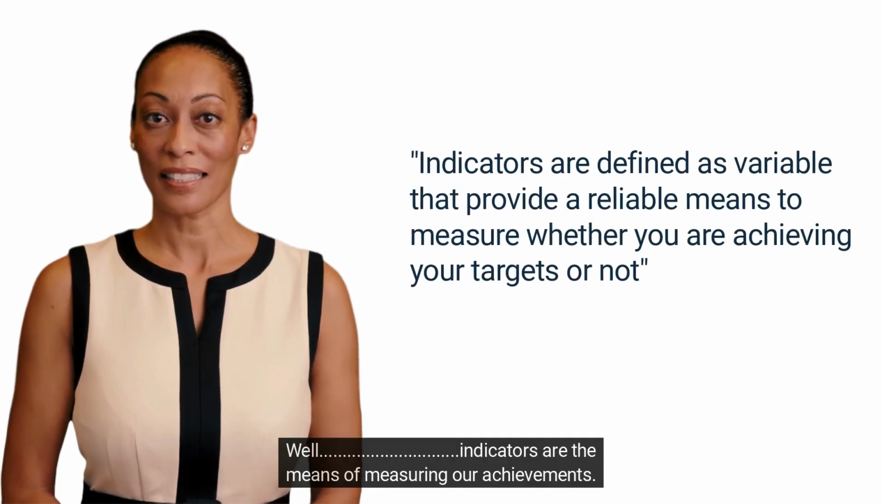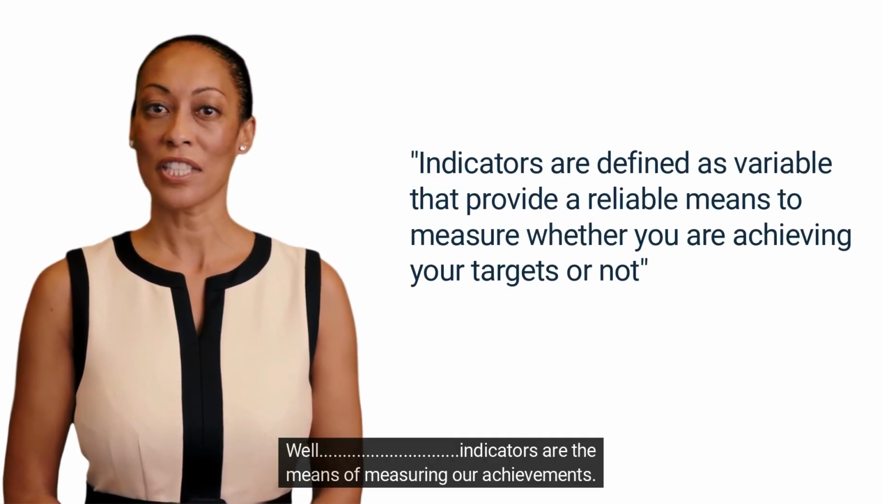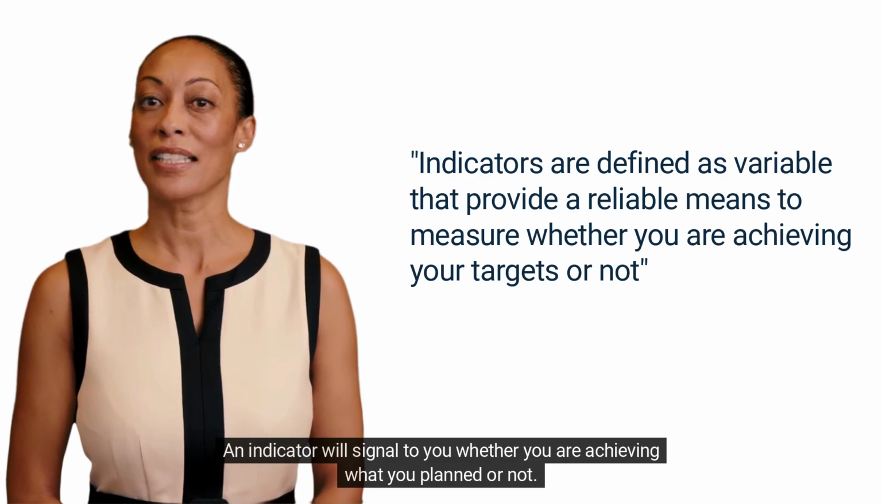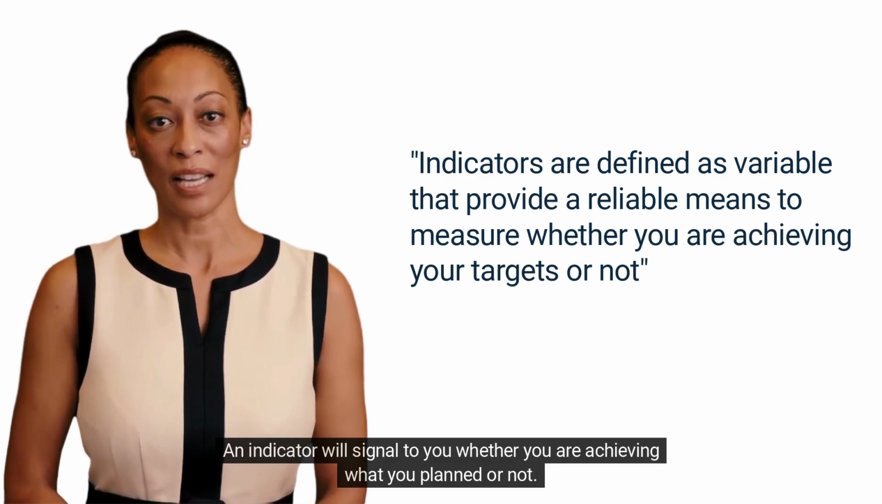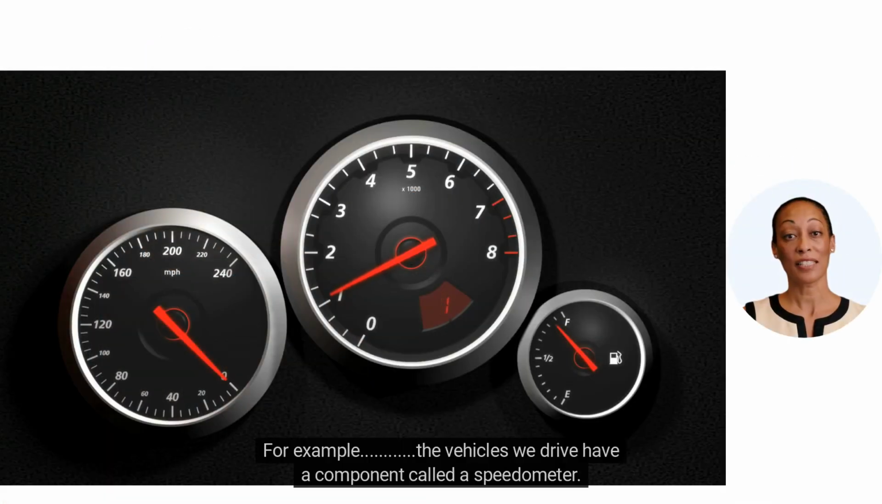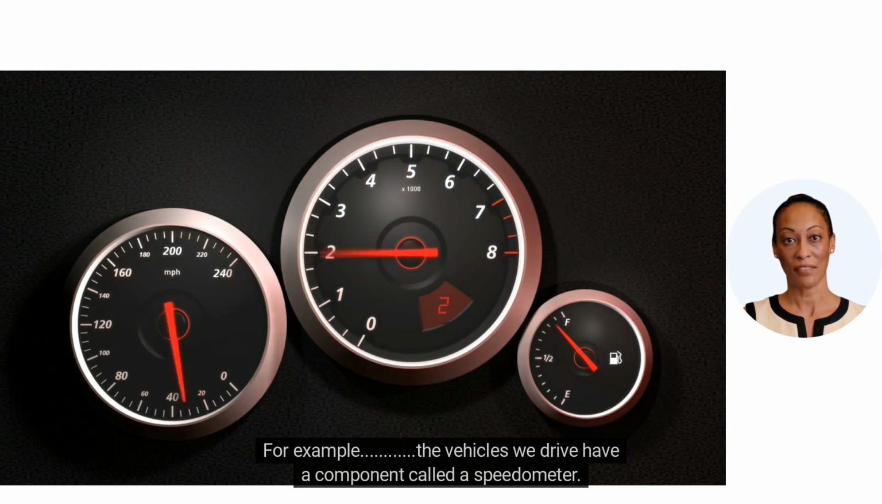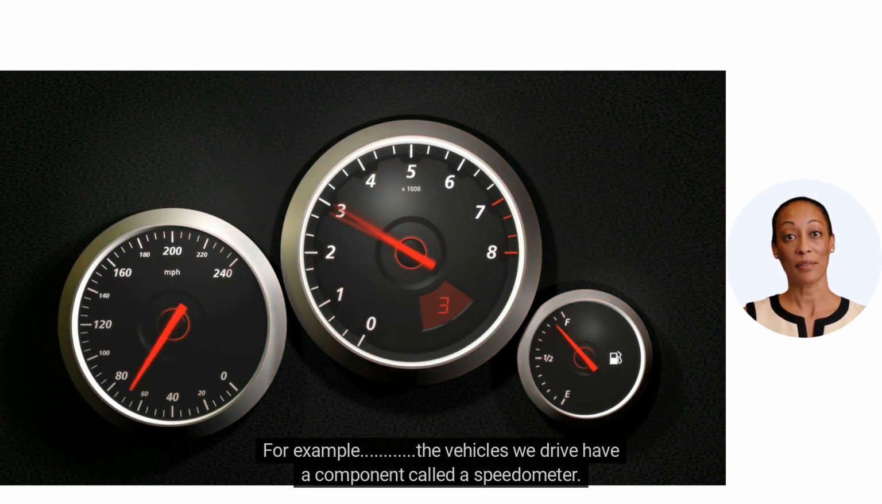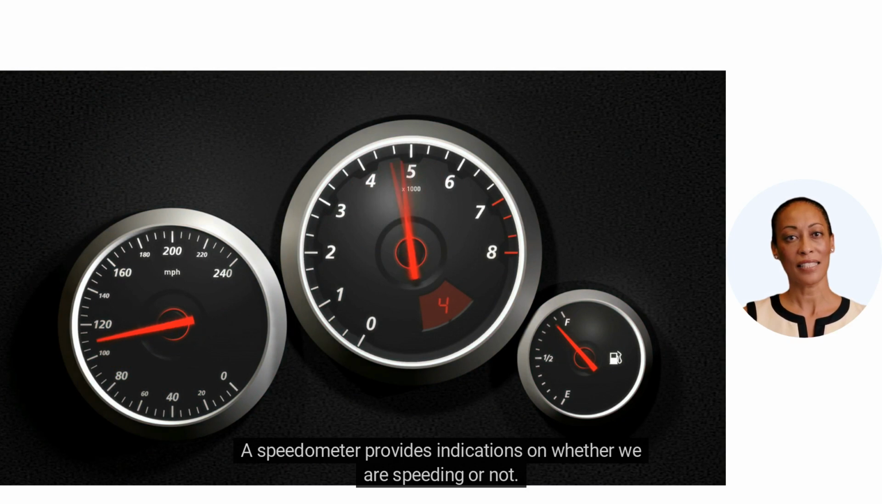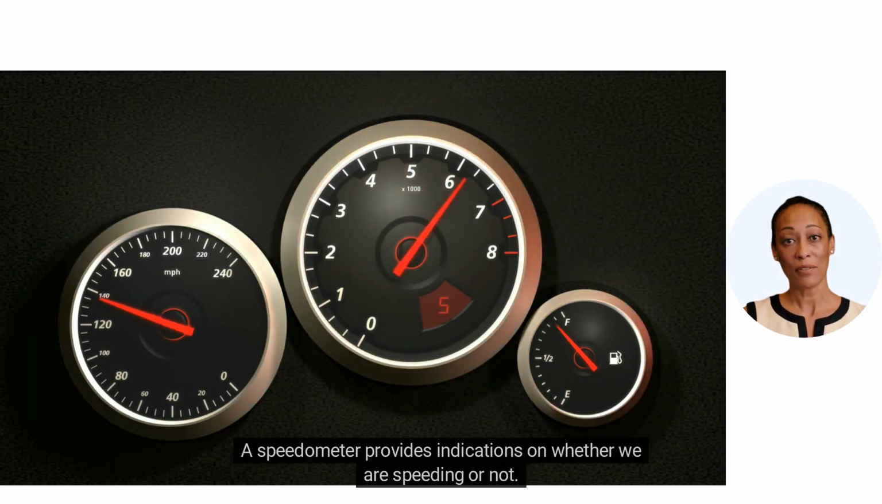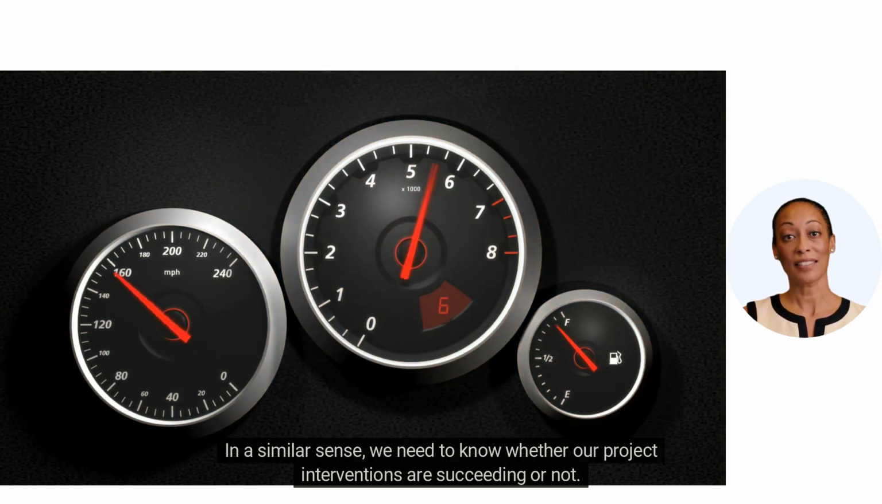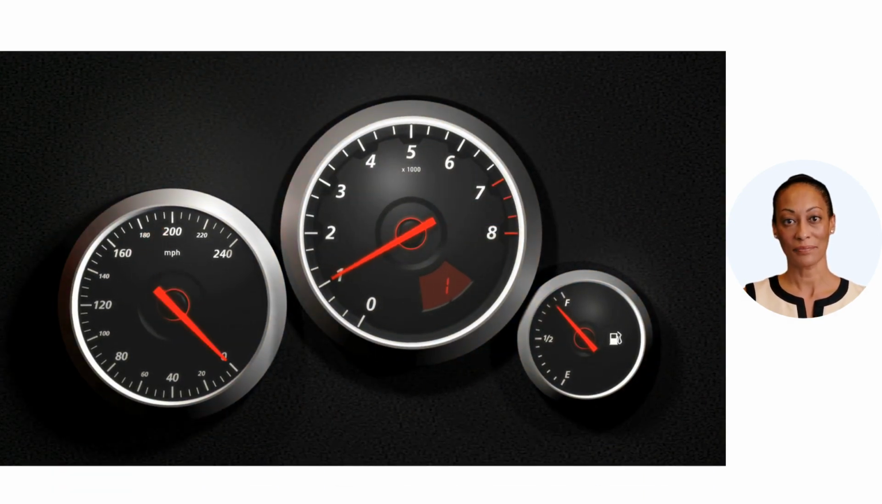When you hear the word indicator, what comes to your mind? Well, indicators are the means of measuring our achievements. An indicator will signal to you whether you are achieving what you planned or not. For example, the vehicles we drive have a component called a speedometer. A speedometer provides indications on whether we are speeding or not. In a similar sense, we need to know whether our project interventions are succeeding or not.